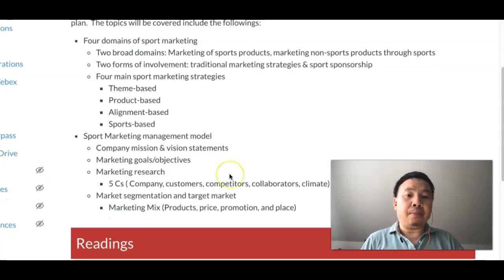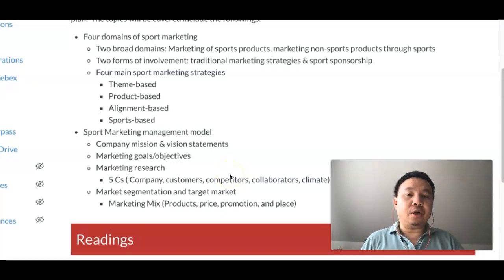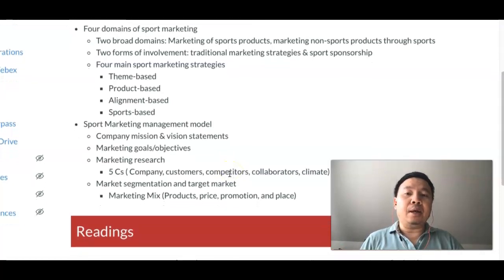I'm going to talk about what a vision is, what the mission statements are, and also we're going to develop marketing goals and objectives, quantify the goal and qualify the objective. The marketing objective also needs to be attached to the organization's objective.